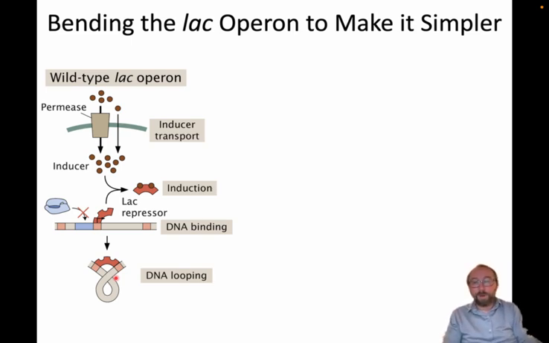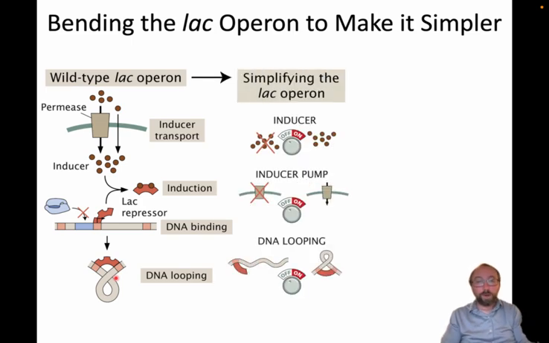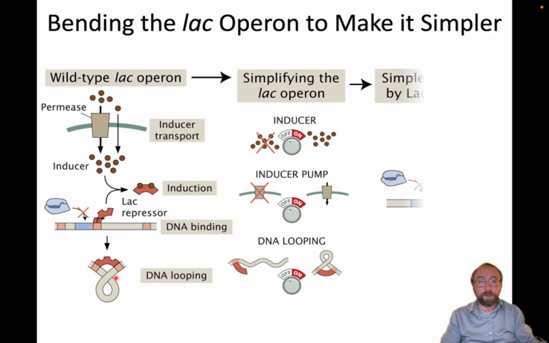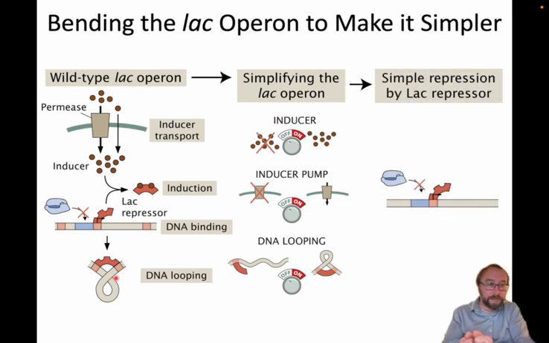So the first thing that we had to do is to think about ways of bending the lac operon, making it simpler so we can track it theoretically. So what did we do? We got rid of the inducer. We got rid of the inducer pump. We got rid of the DNA looping, and we created a synthetic lac operon with only one binding site.